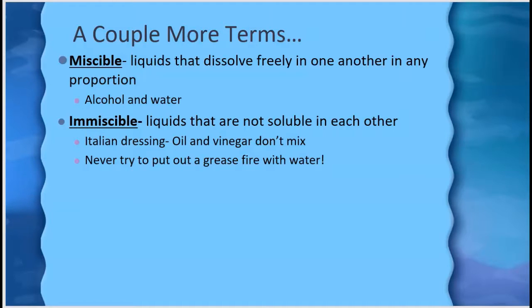And if two liquids dissolve freely in each other, they mix freely. Those are miscible liquids. So you can think about alcohol and water. When you are 21, you can get alcohol from anywhere from 3% to 97% alcohol. And immiscible things are liquids which are not soluble in each other. So the classic example is a salad dressing, oil and vinegar.